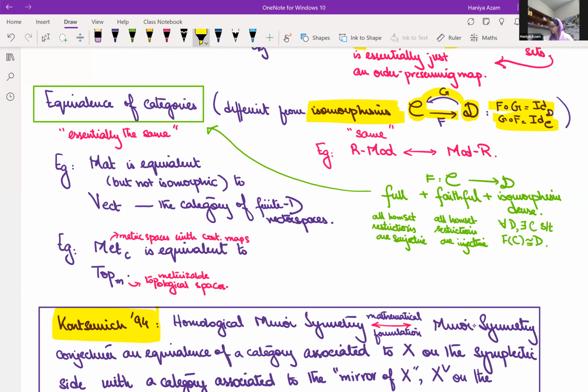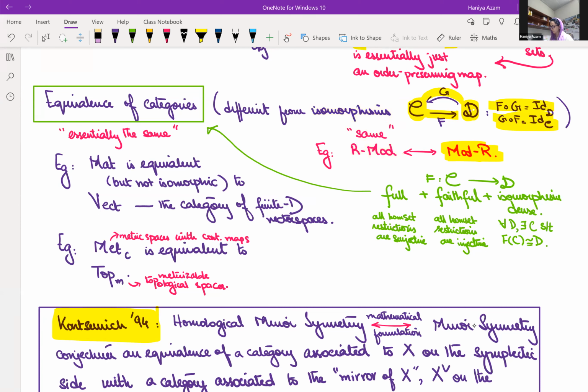So for example, if you've seen module theory before, then you can consider the category of left R modules, where R is a ring, and the category of right R modules. And both of these are really exactly the same. So you can define a map going from one to the other, and they compose to give you identity. So that's really being the same, but that's not what we're interested in.